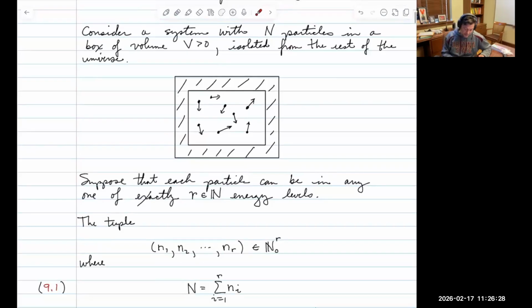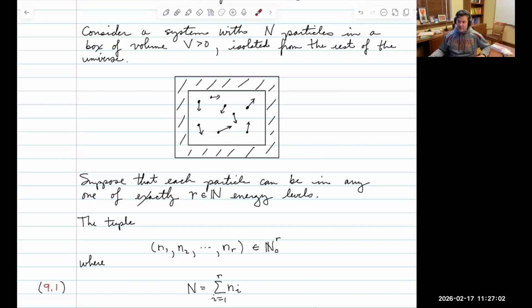We're going to assume that each particle can be in any one of exactly R energy levels. The other simplifying assumption that we'll make to start with is that energy levels are quantized. Quantum mechanics tells us that for particles in a box, this is exactly accurate. But we're not going to rely on quantum mechanics too much more beyond this. We're simply going to say there are discrete energy levels out there. We don't care exactly what their values are, and we assume that particles can exist in these energy levels.